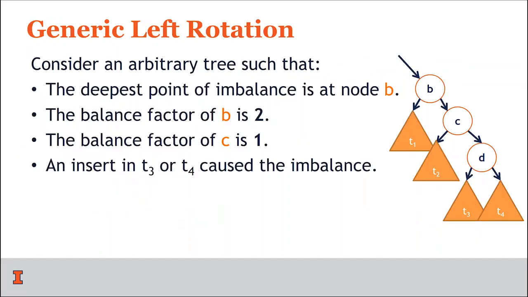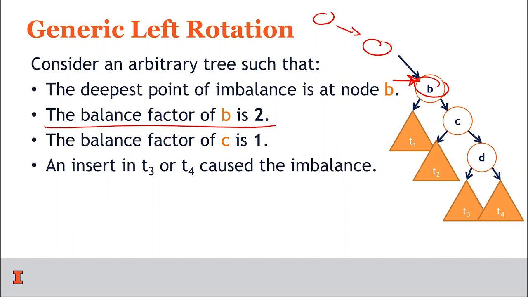So if we consider this arbitrarily, we can talk about a generic left rotation. The idea of a left rotation is we're going to consider the deepest point of the tree that has an imbalance to be node B. So here, right at the top, this is the node. This may be somewhere deep inside the tree. All we know is this node B is the lowest or deepest point inside of our tree where we've detected an imbalance. An imbalance is a balance factor that has a magnitude greater than 1. So here the balance factor is 2.